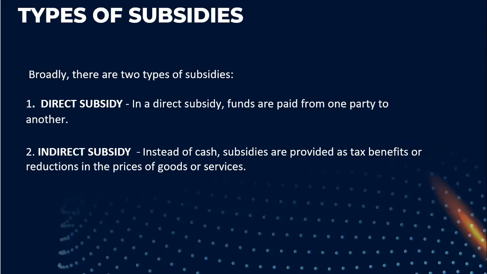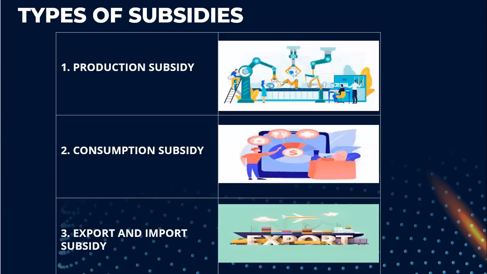Let's now see what types of subsidies are available. Broadly, there are two types of subsidies: direct subsidy and indirect subsidy. In the case of direct subsidy, funds are paid from one party to another. Whereas in the case of indirect subsidy, instead of cash, subsidies are provided as tax benefits or reduction in the prices of goods and services. The other types of subsidies are production subsidy, consumption subsidy, import and export subsidy, employment subsidy, subsidies based on industry, and tax subsidy. Let's look at them one by one.